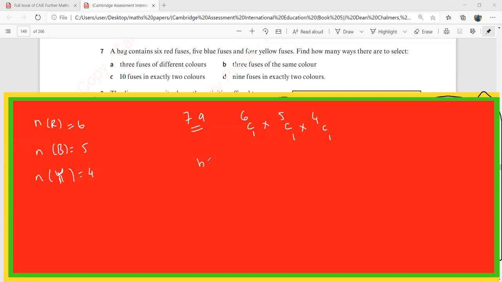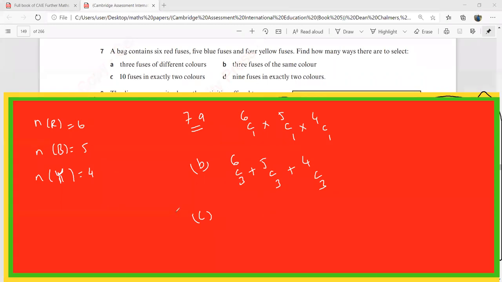Part B. It says 3 fuses of the same color. Yes. Who would tell us? 6C3 plus 5C3 plus 4C3. Very good. It means all 3 can either be red, they can be blue, or they can be yellow. Plus 4C3. Okay.